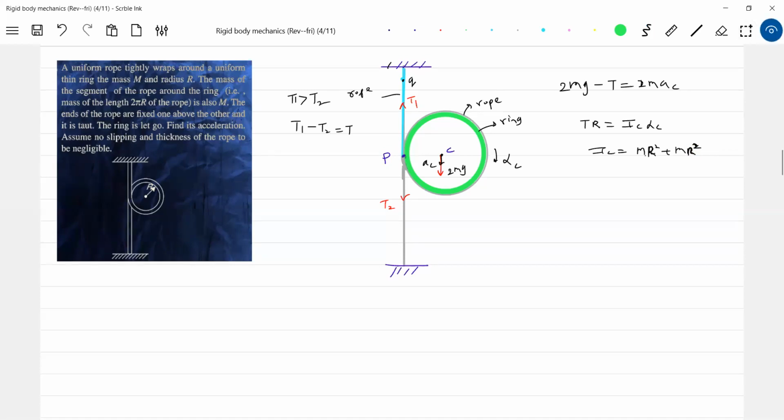How many unknowns are there? AC, alpha C, and T, tension. I need one more equation. I'll take help of point P. Acceleration of point P along the y-axis should be equal to the acceleration of Q, which should be 0.